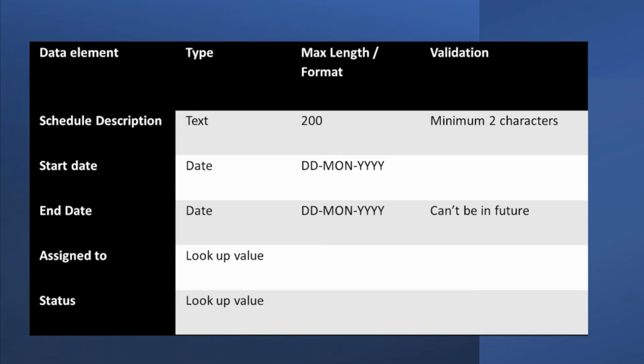Then we also have added a column called validation, like a schedule description should have minimum 2 characters, an end date can't be in future. Okay, so these are some kind of validations that we are trying to put.